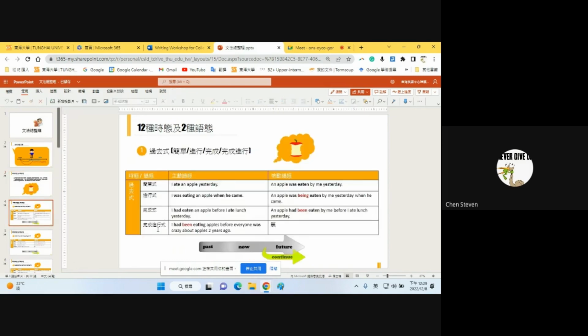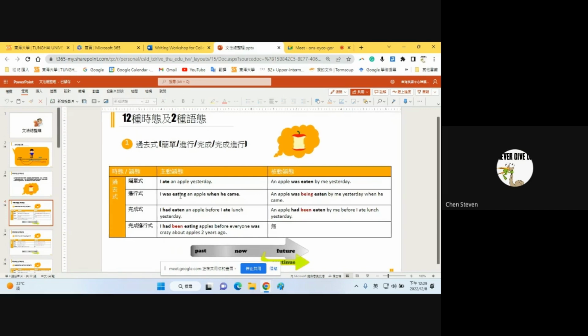Okay, let me enlarge it a little bit. So I'm doing okay. My speech clear? Okay. So this is past tense, and this is the aspect of the verb. Like we have 过去式、进行、完成跟完成进行式. For example, I ate an apple yesterday, an apple was eaten. Okay, which is okay. And I was eating an apple, an apple was being eaten. Okay. So students, they have to memorize the chart, okay?